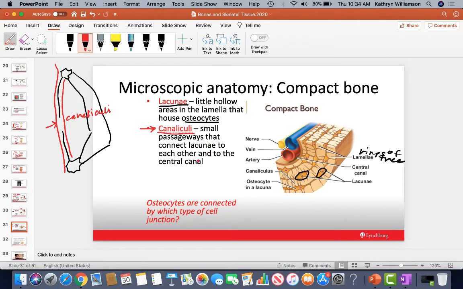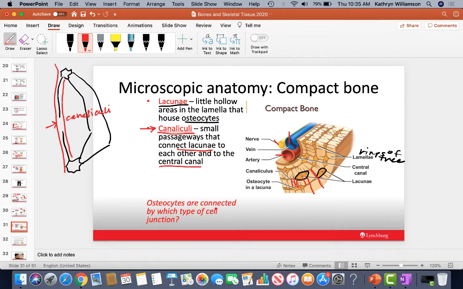Okay, and so they're going to connect lacunae to each other so that the osteocytes can talk, and they also connect the central canal with its nerve and vein and artery to structures that are farther away from it. So if you look at images like this, these lines that you see coming out from the lamella and from the lacunae are going to be the canaliculi, and that's how the cells communicate with each other.